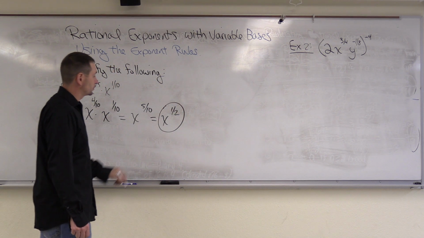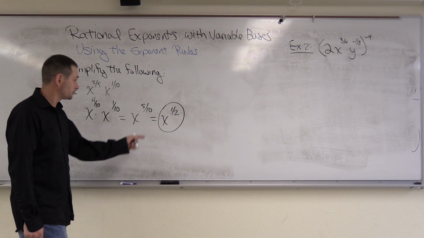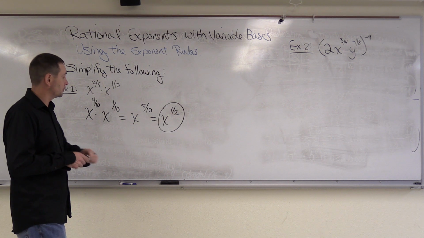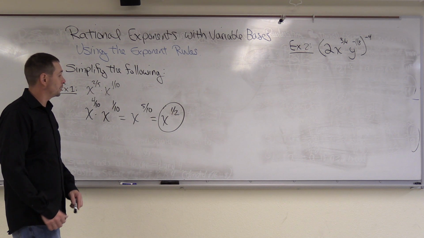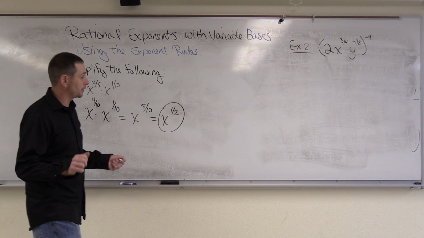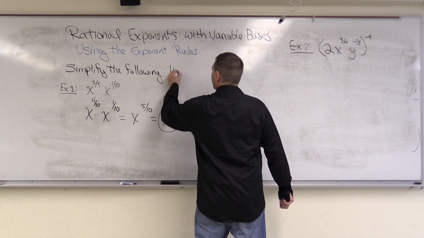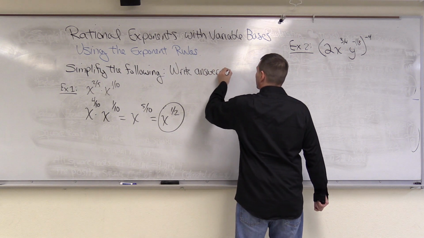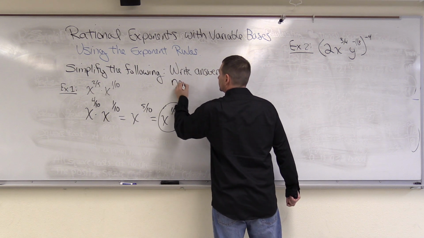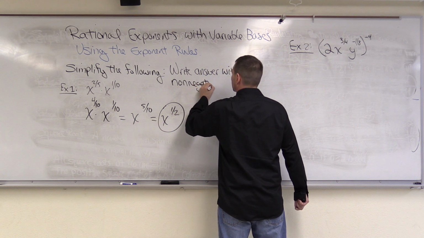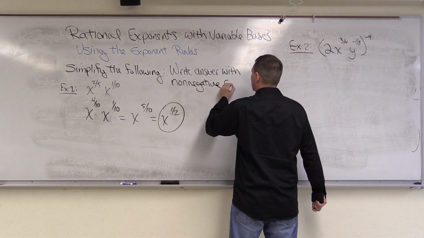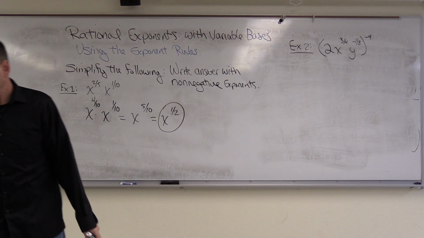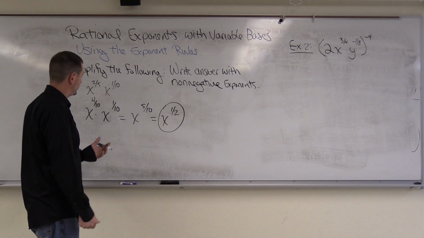Now, it wouldn't be incorrect if you wrote that as also the square root of x, because power over index, but I'm not asking for you to write it in simplified radical form, so that's as far as you have to go. The rule is always also going to say write your answer with non-negative exponents. And so positive exponents, or exponent of 0, so non-negative exponents.